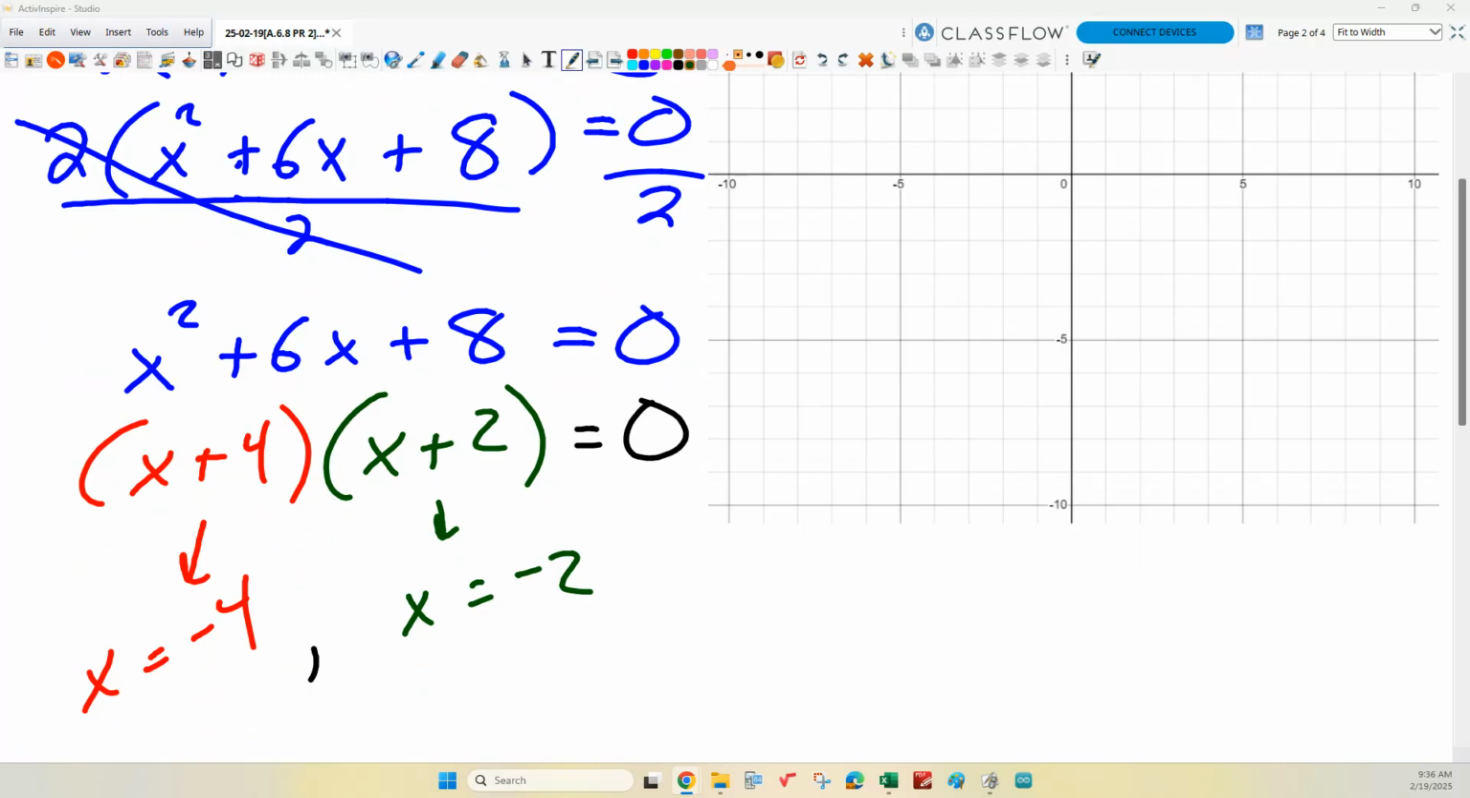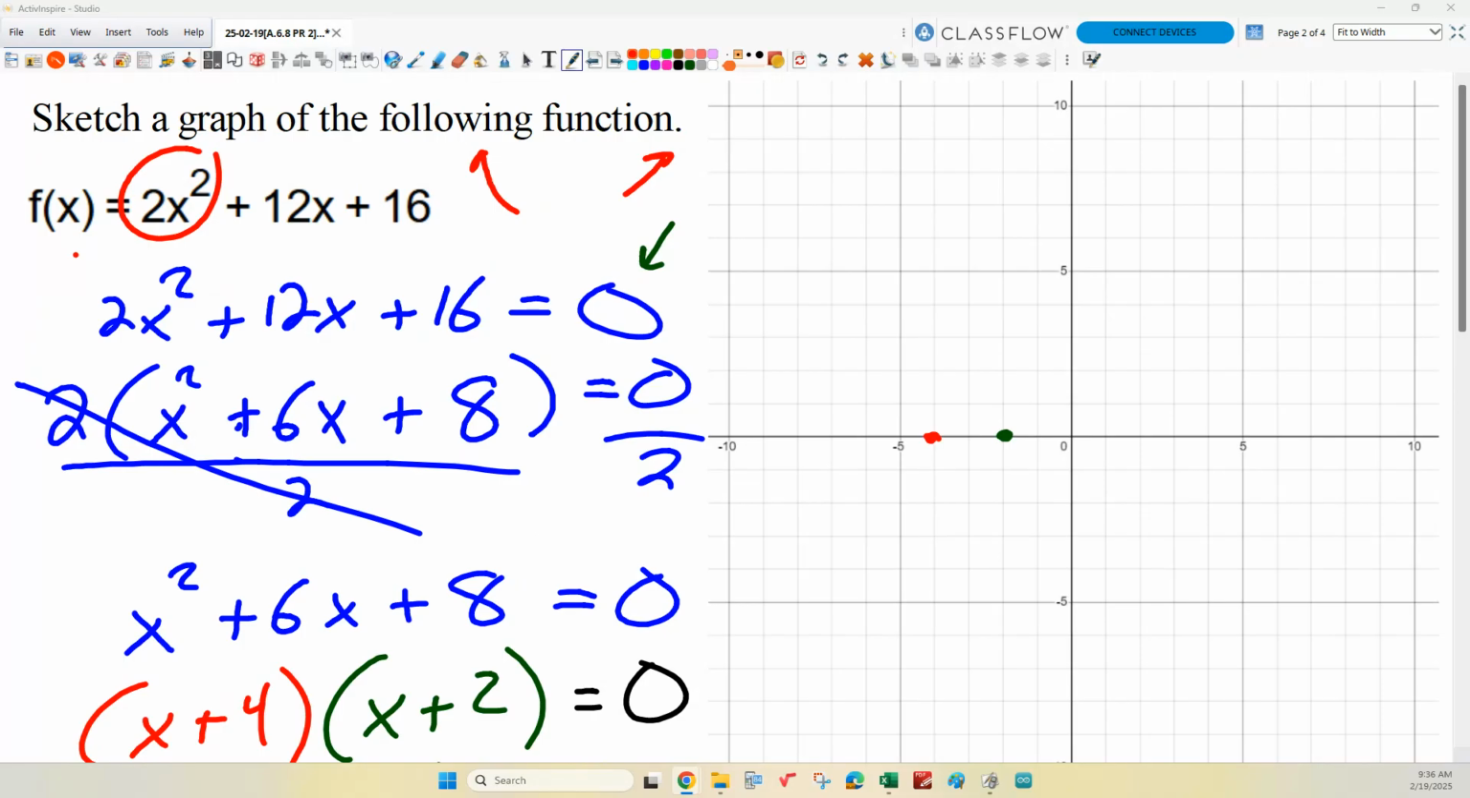So now look what we've got. At negative 4 and negative 2, I have x-intercepts, and my end behavior is up to the left and up to the right. So what's this thing doing? It's just doing that, isn't it? Make sense? Okay?